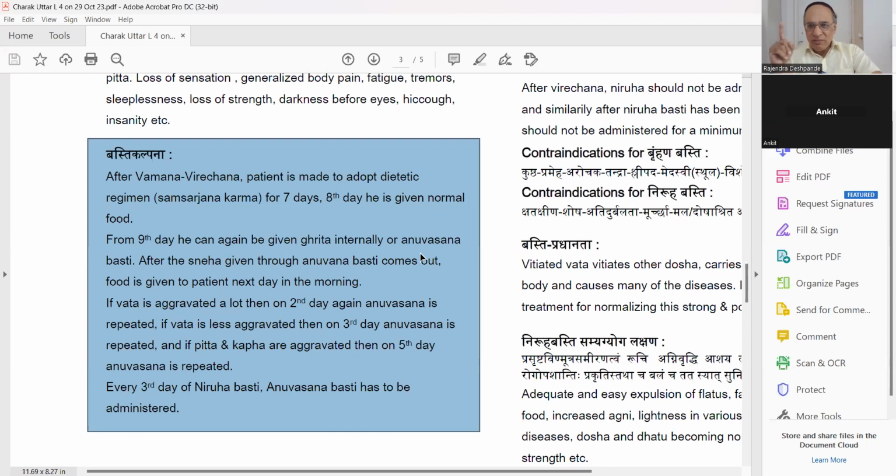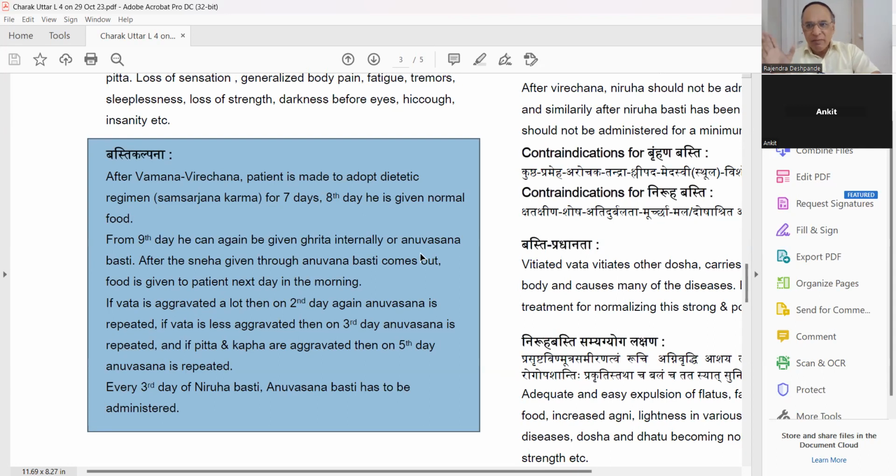So first, Anuvasana Basti, oil enema. Second is Asthapana Basti, A-S-T-H-A-P-A-N-A. Another name, Niruha, N-I-R-U-H-A. Niruha Basti. Asthapana is equal to Niruha, is equal to decoction enema.